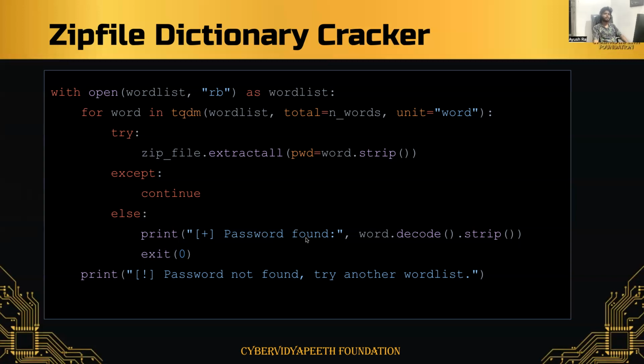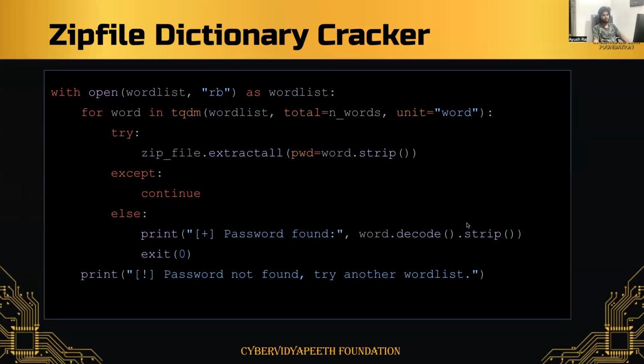That this is the password by which we have decrypted, or cracked, the zip file. And if it does not get the password, it will say "password not found, try another word list." And here is one more thing: exit.